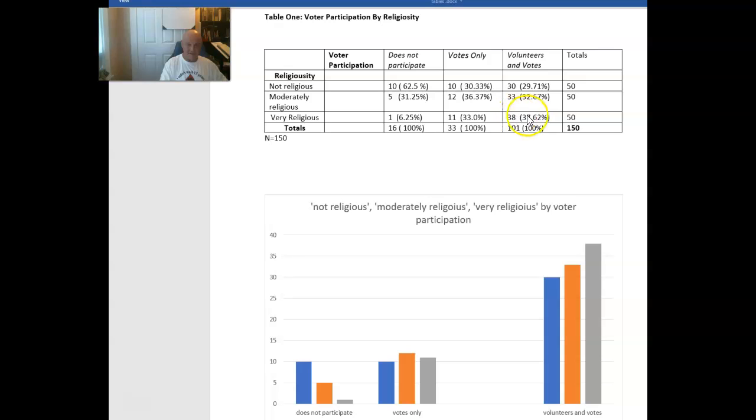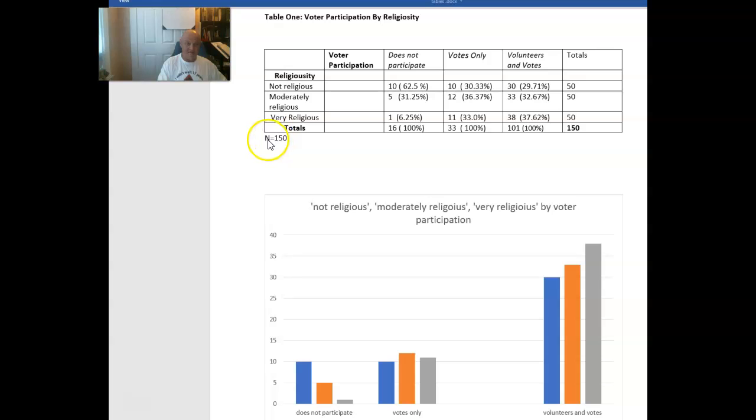And then very religious, we see that there's a substantially higher number, although not much, of people who are very religious who have the maximum amount of political participation. While this is only about 5 points, that would be enough participation to tip an election, we know from the political science and political sociology literature. So that's how you read a table.